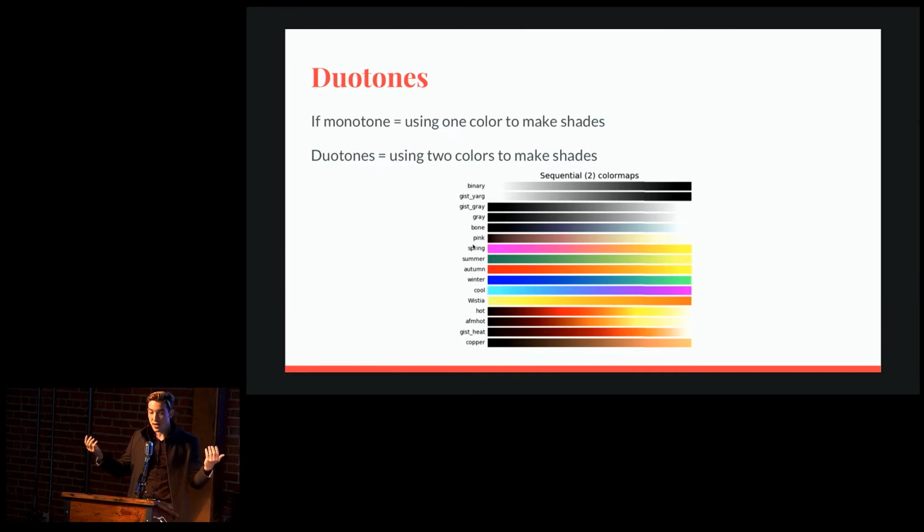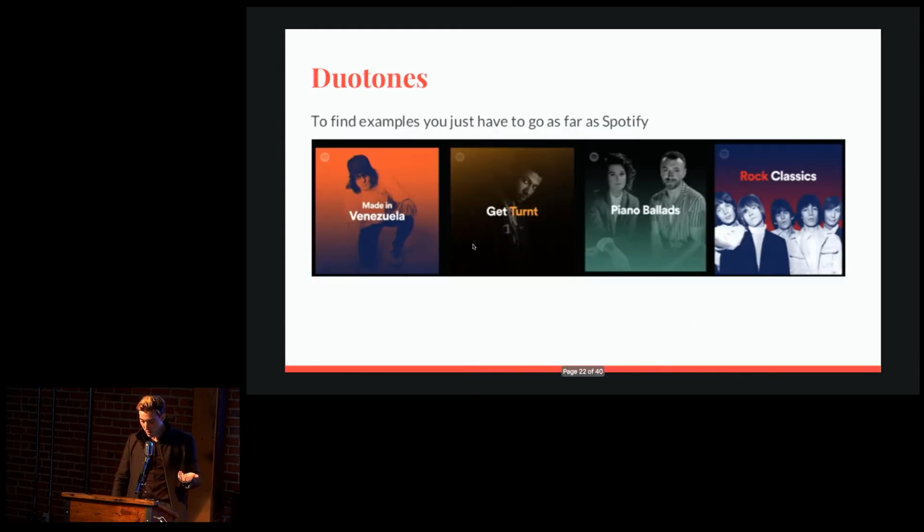Summer is green and yellow. These are all matplotlib color maps, if you were wondering. But this gives you an idea of doing these gradients between 2 colors, and you can imagine swapping one out for another. And if you want to find an example of this in the real world, you have to look no further than Spotify, because they absolutely love doing this to every single one of their album covers. And now that you know about it, you'll never be able to unsee it.